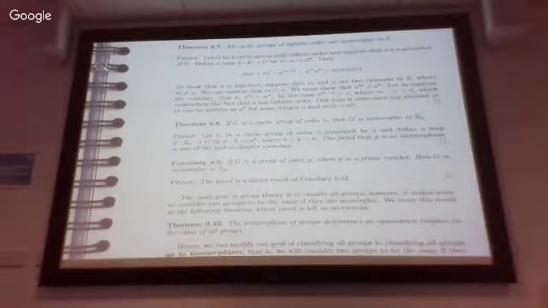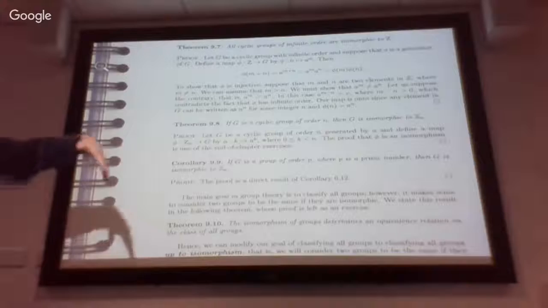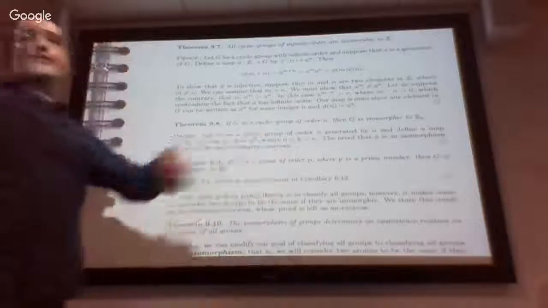Corollary 9.9 says, well, if you've got a group of order p, where p is a prime number, there isn't a whole lot of possibilities, really. There's only really one possibility for that. It has to be isomorphic to the group Zp, the integers under addition modulo p. That's from a previous corollary. The previous corollary was saying if the group is prime order, it has to be cyclic.